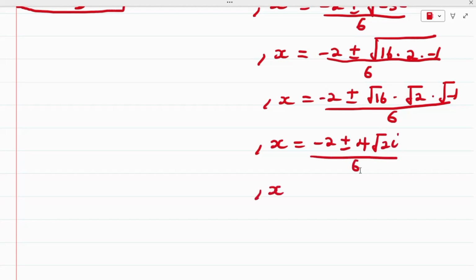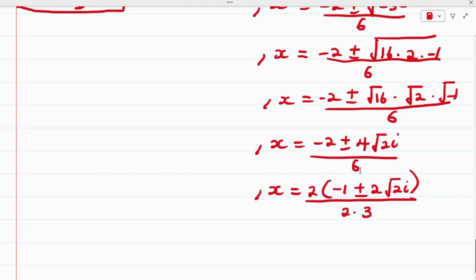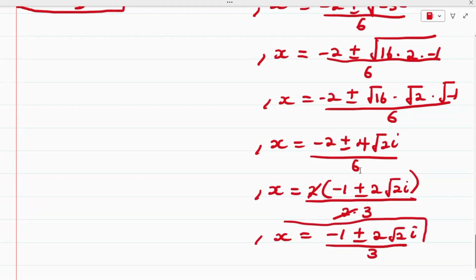So x is equal to, we want to simply factor out 2. If we factor out 2 here, we have this to be minus 1 plus or minus 2 times the square root of 2i, divided by 6, which can be expressed as 2 multiplied by 3. Alright, so we have x is equal to, we cancel the 2, so we have minus 1 plus or minus 2 root 2i divided by 3, and we have this to be the other values of x.